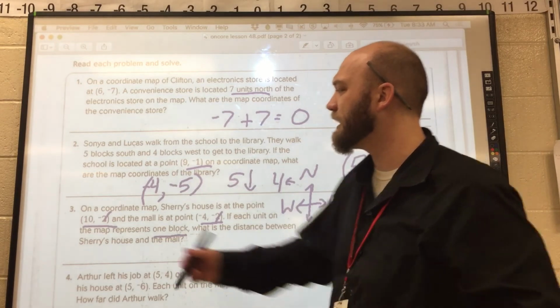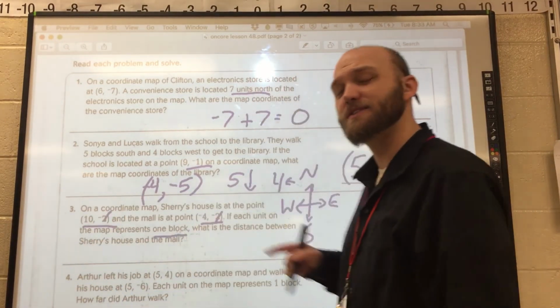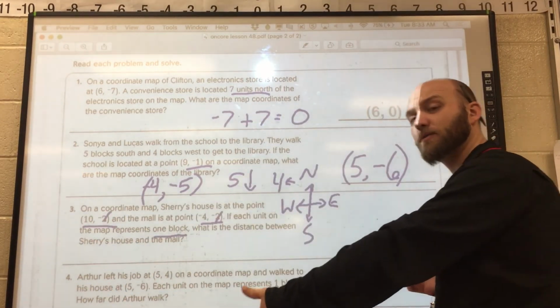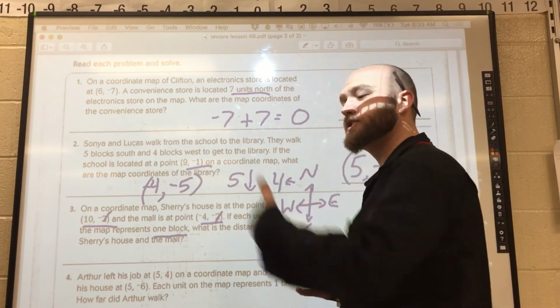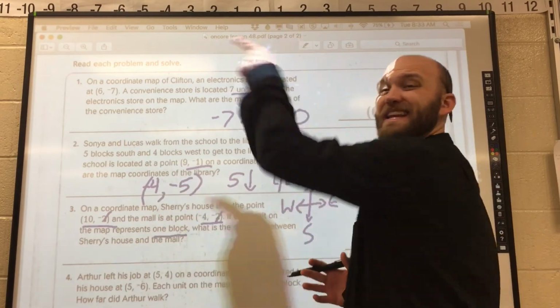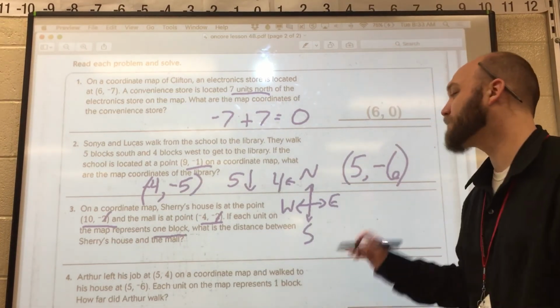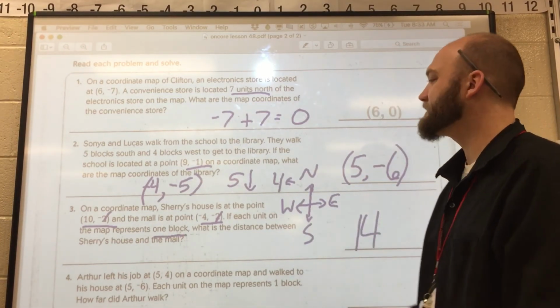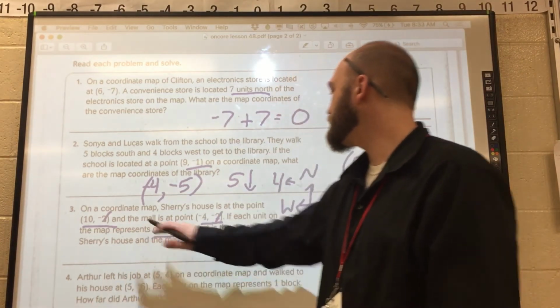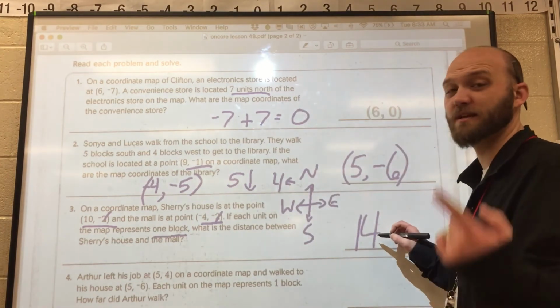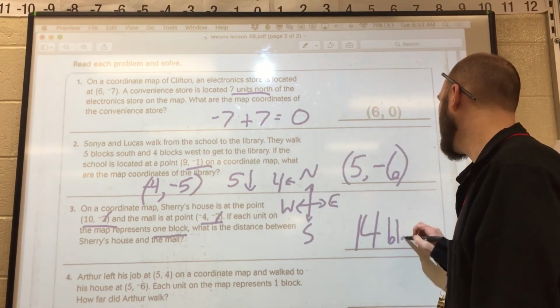So really what I'm talking about is moving from +10 to -4. Well, 10 to 0 will give me 10 units. To go an additional 4 negatively will give me another 4 units, and 10 plus 4 is 14 units. And in this case, each unit represents 1 city block, so it's 14 blocks.